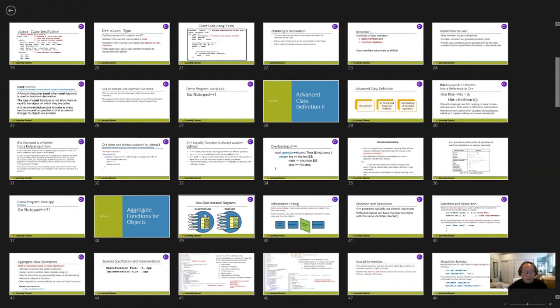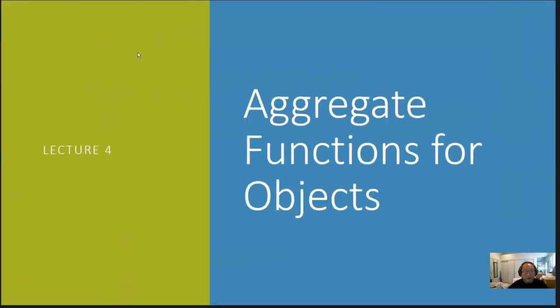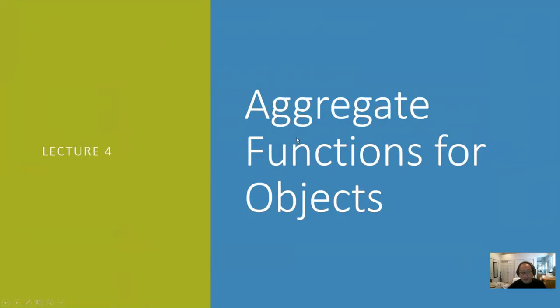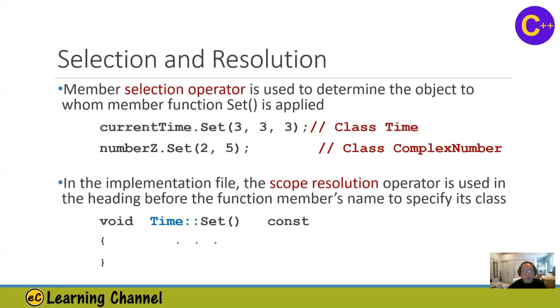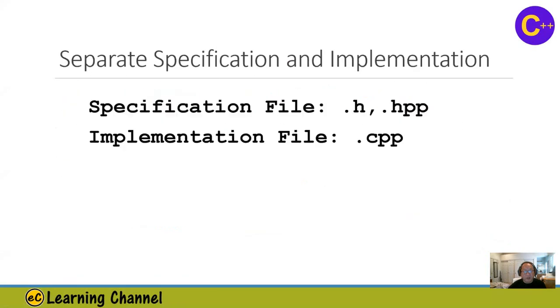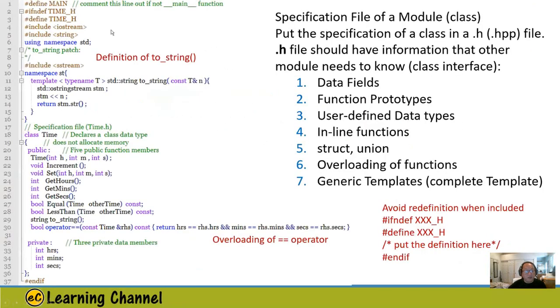And we finished the class definition, aggregate function for objects, and we talked about information hiding and separate compilation. This time in class, we will not look into that, but actually jump to the rectangle class. I will spend some time on this one right here, because today we are going to study more about classes.